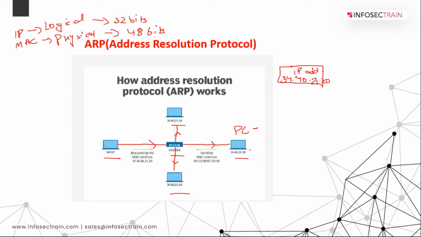As soon as this PC gets that request, it will check the IP address and say, hey, this is my IP address. So it will reply back to this host. That reply will be a unicast. It won't be a broadcast. Then the host will get the MAC address of this PC, and it will create the frame with the destination MAC address of this PC and forward that to the router. The router will check the IP address and the MAC address, and forward that data to the PC.